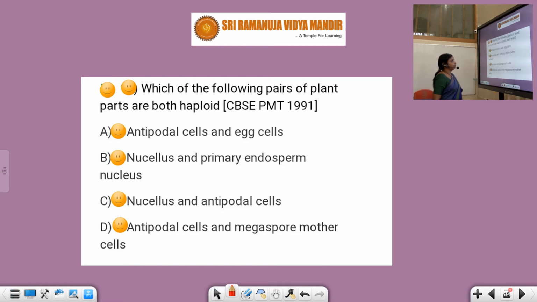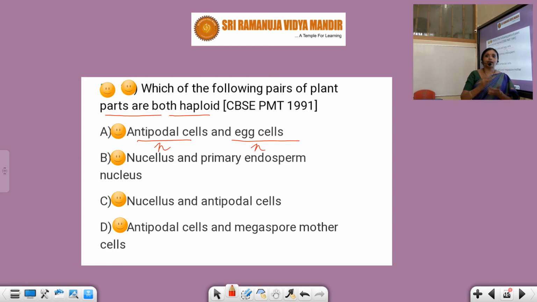Which of the following pairs of plant parts are both haploid? That means both the organs are haploid. Not a single one is diploid here. Four options are given, and you have to identify which two are haploid. So let's see all the options first. Antipodal cells and egg cells. Of course, antipodal singly is haploid, in N condition. Egg is always in haploid condition. Male gamete is haploid, egg is haploid, synergids haploid, antipodals are haploid. All these are in haploid condition.